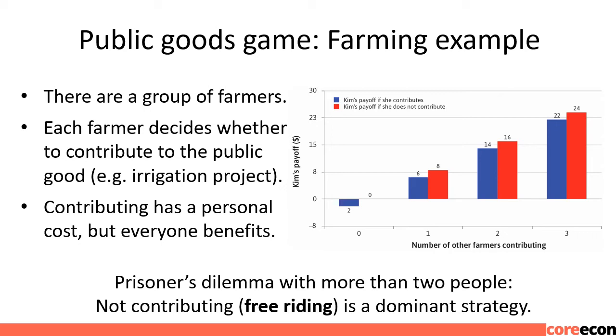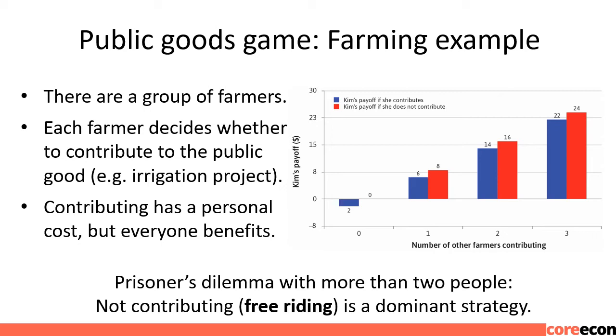If Kim alone contributes, her cost is $10, but the benefit is $8, so Kim's payoff is negative $2, shown by the blue bar. Her payoff is 0 if she does not contribute, since in this case her cost is 0 and benefit is 0 if no one else contributes either. If one other farmer contributes, Kim's cost is $10, benefit is $16, $8 times 2. So Kim's payoff if she contributes is $6, $16 minus $10, shown by the blue bar. But if she does not contribute, it is $8, shown by the red bar.